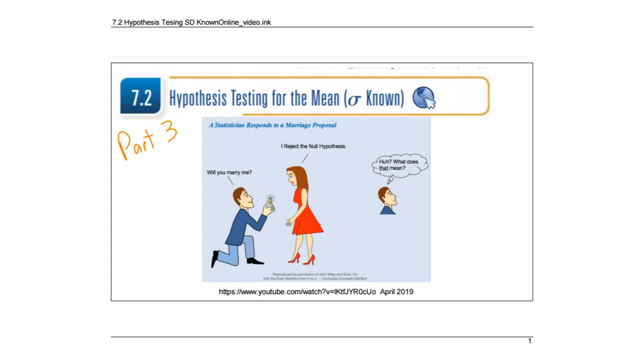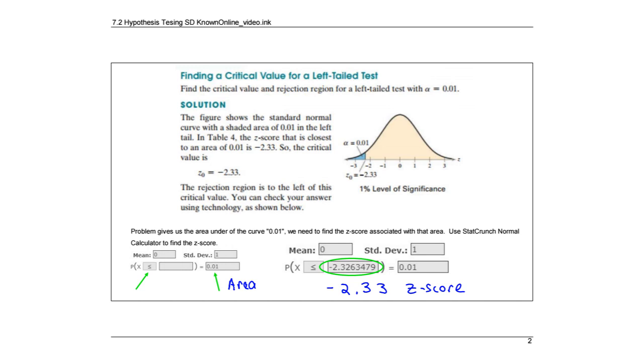Okay, let's do 7.2 part 3. Okay, so we're going to take a little different look this time. We're going to look on the number line. We've been looking at area.